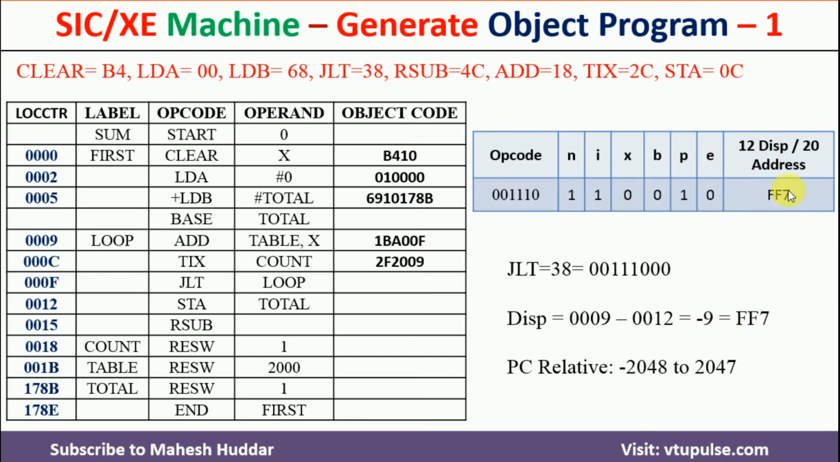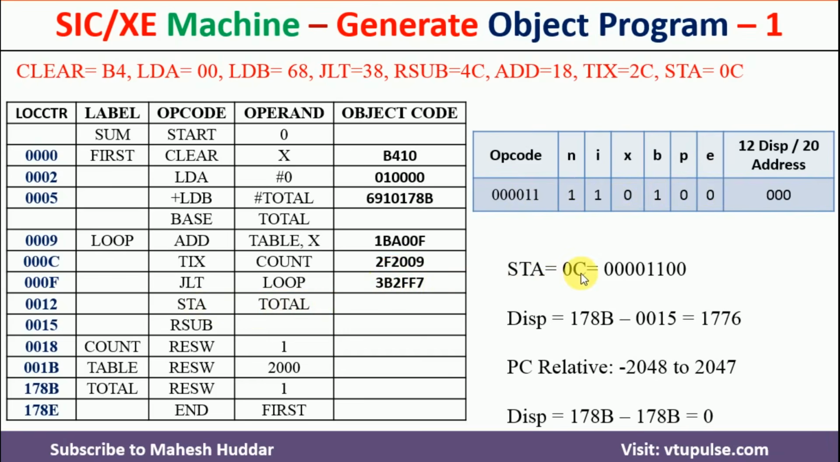Now again convert the entire thing into hexadecimal code by clubbing 4 bits. You will get this particular number here. We will go to the next one, that is STA total here. STA's number is 0C. This is the representation. Most significant 6 bits are represented here. Now it is neither immediate nor indirect, so 1 1 here.